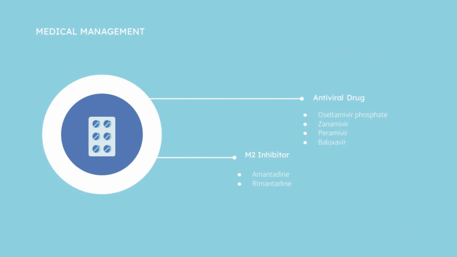Medical management. Antiviral drugs can treat flu illness. Antiviral drugs are different from antibiotics. Flu antivirals are prescription medicines and are not available over the counter. Antiviral drugs can make illness milder and shorten the time you are sick. They also can prevent serious flu complications, like pneumonia, when treatment is started early.